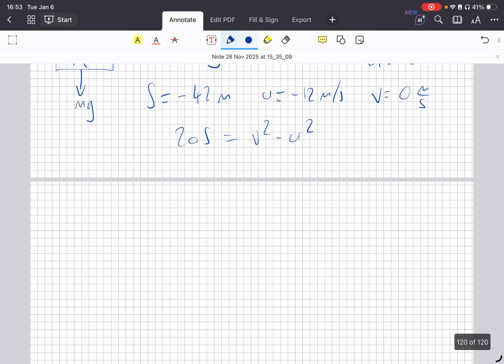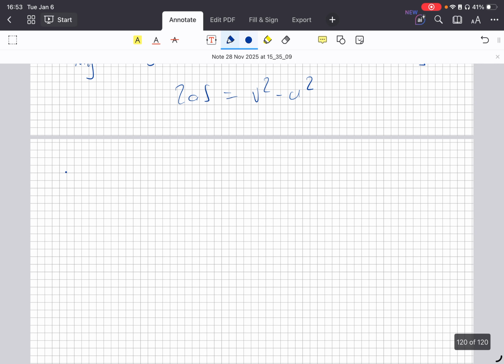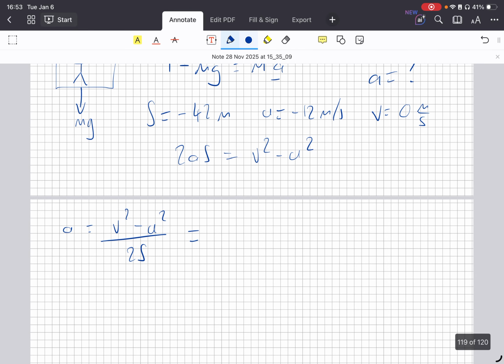So let's work out what this acceleration is. Let's rearrange the equation. First of all, the acceleration is going to be v squared minus u squared divided by twice the displacement. If we substitute in the values we've written down here, v squared is just 0, u squared is going to be 144, and twice this displacement is going to be minus 84, twice 42. If I substitute in the numbers, these minus signs cancel out, so I get an acceleration in the upward direction of 1.71 meters per second squared.